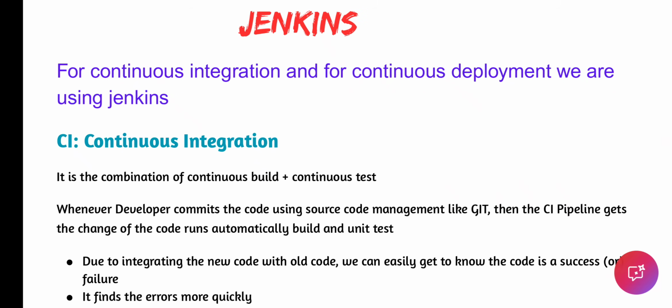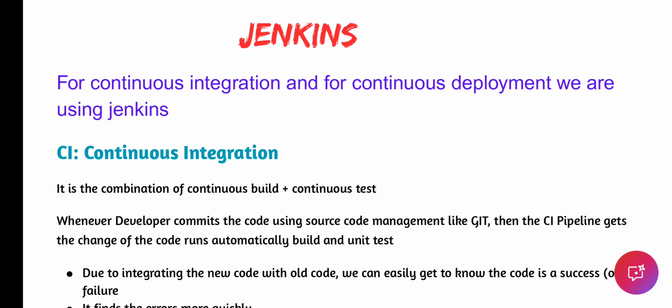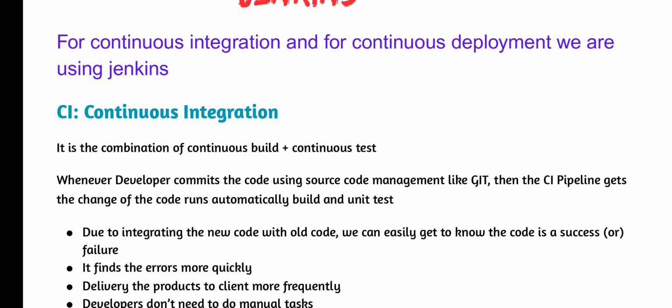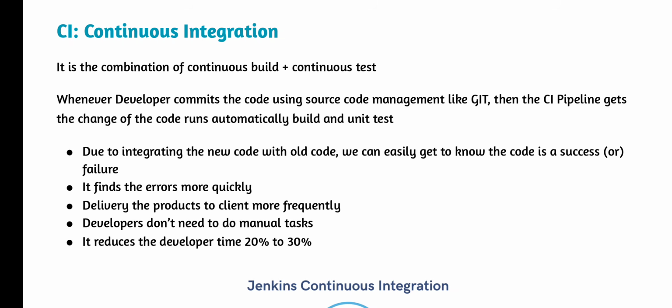So what is Jenkins, why do we use Jenkins, and what do we need to understand with Jenkins? We use Jenkins for continuous integration and continuous deployment. So what exactly is continuous integration? Continuous integration is nothing but a combination of continuous build plus continuous test. Whenever a developer commits the code using source code management tools like Git, the CI pipeline gets the change of the code, runs automatically, builds, and performs unit tests.